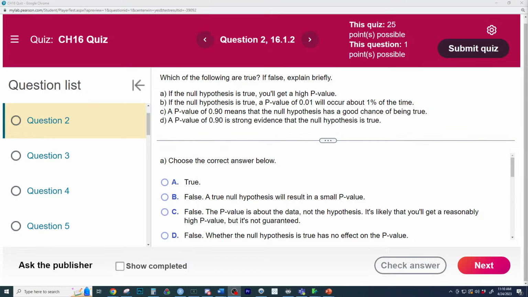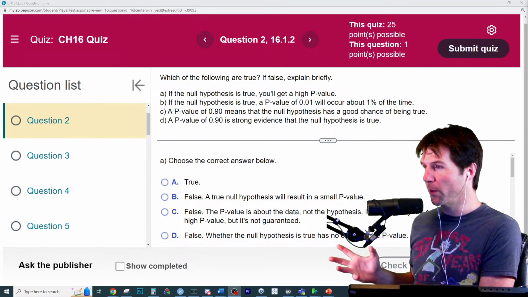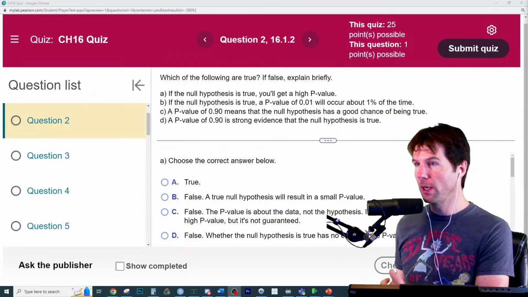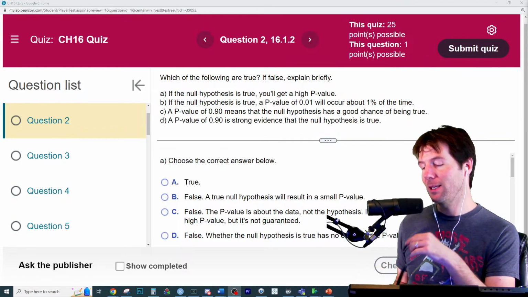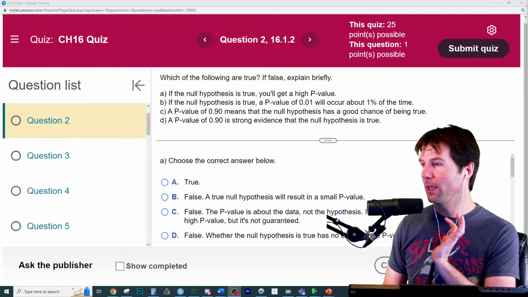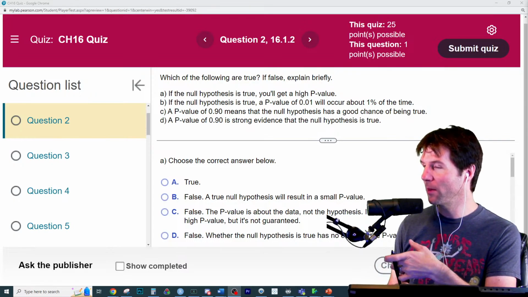So here we go. You don't want to read their answers. You just want to think through it for yourself because you want to make sure you have the knowledge. If the null is true, you'll get a high p-value. That's kind of true, but it doesn't mean you will always get a high p-value.